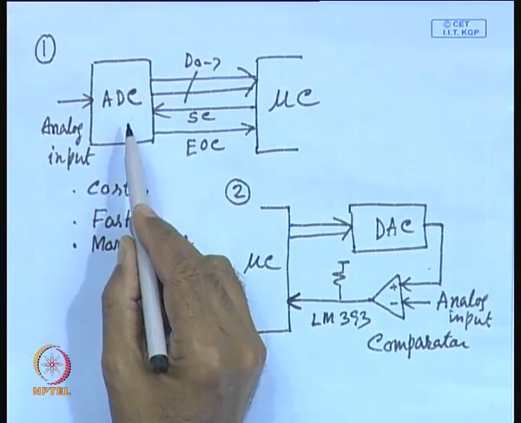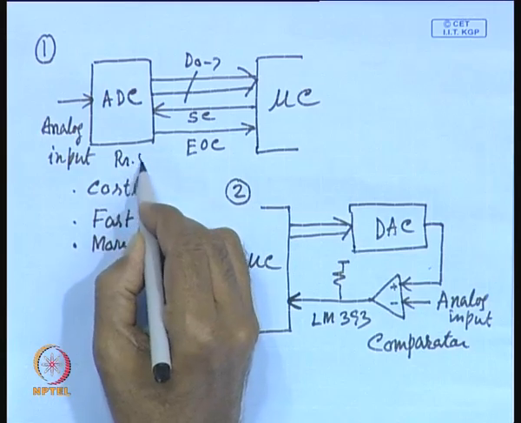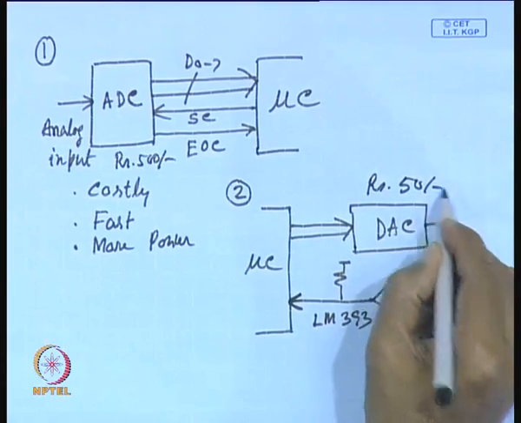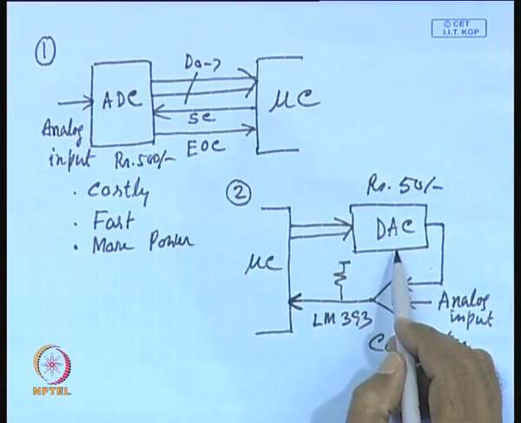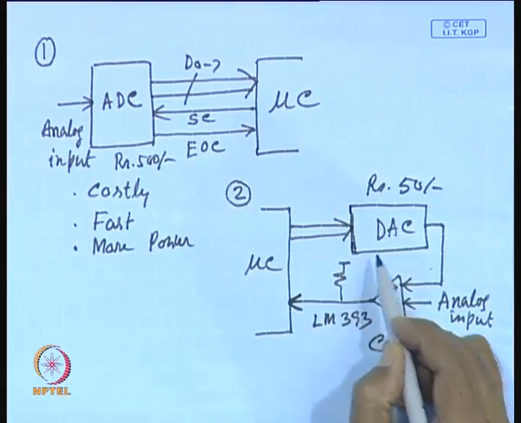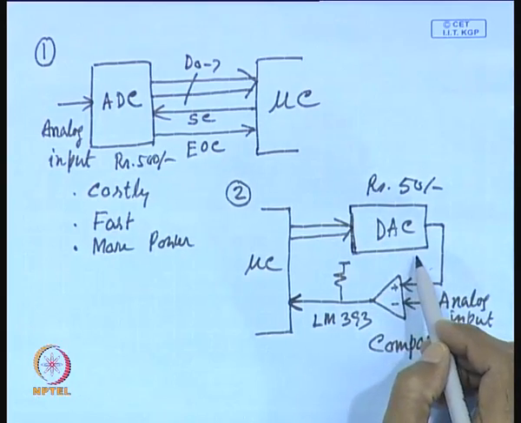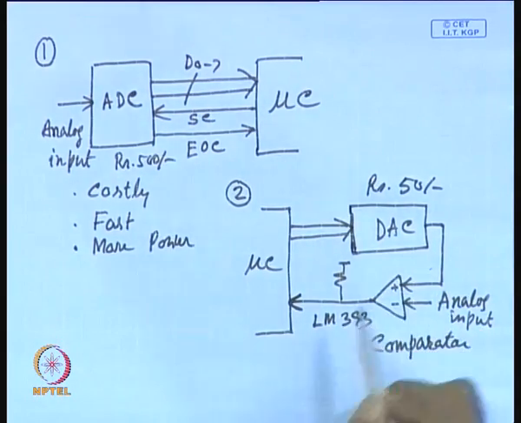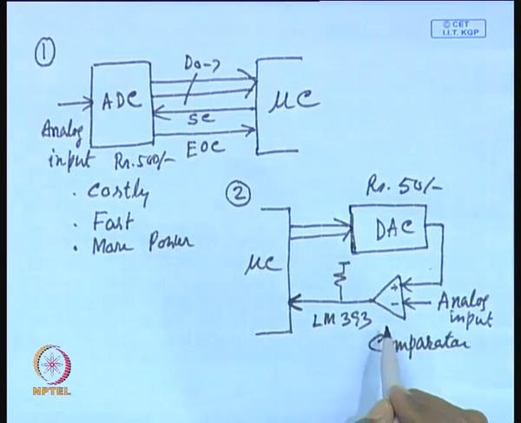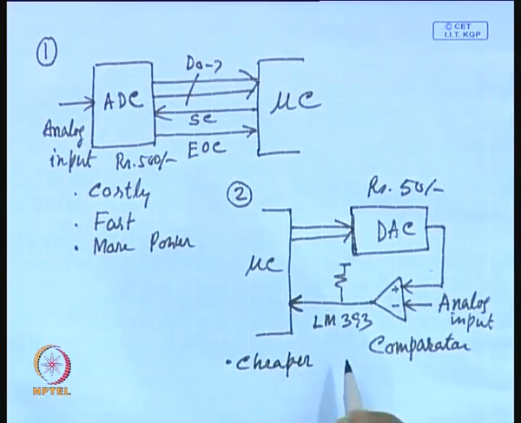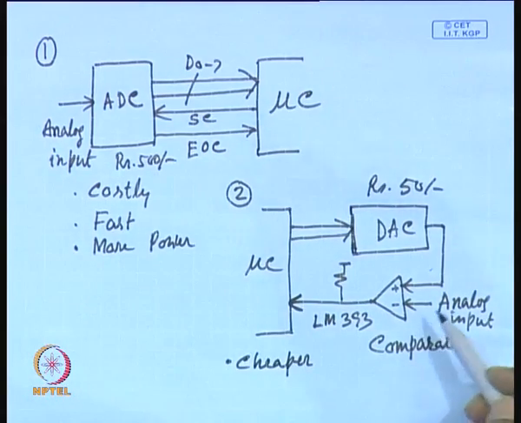For example, if the cost of the ADC is rupees 500, the cost of a DAC is rupees 50. So, there is an order of magnitude difference in cost, and also an order of magnitude difference in complexity. The power consumption of a DAC is much less. However, here the operation will be slow. Although it is cheaper to implement, the total cost of implementation will be less than 200 rupees.